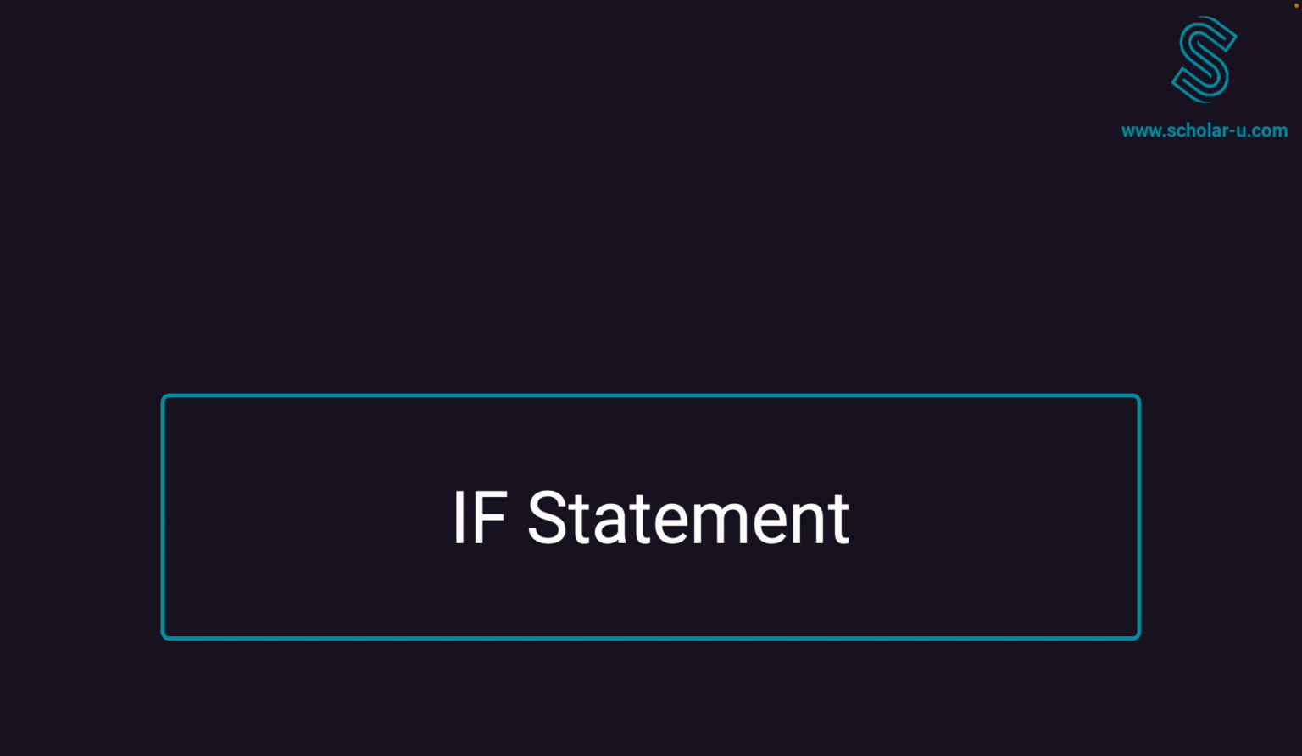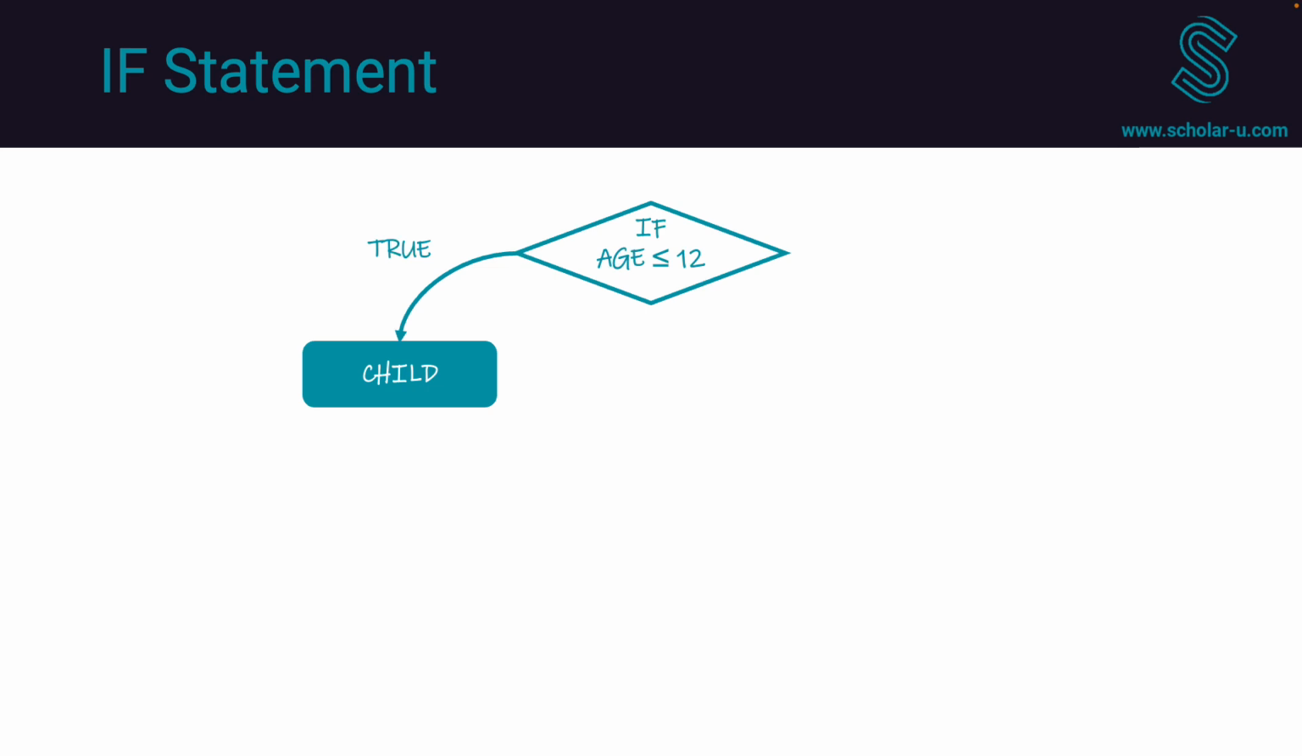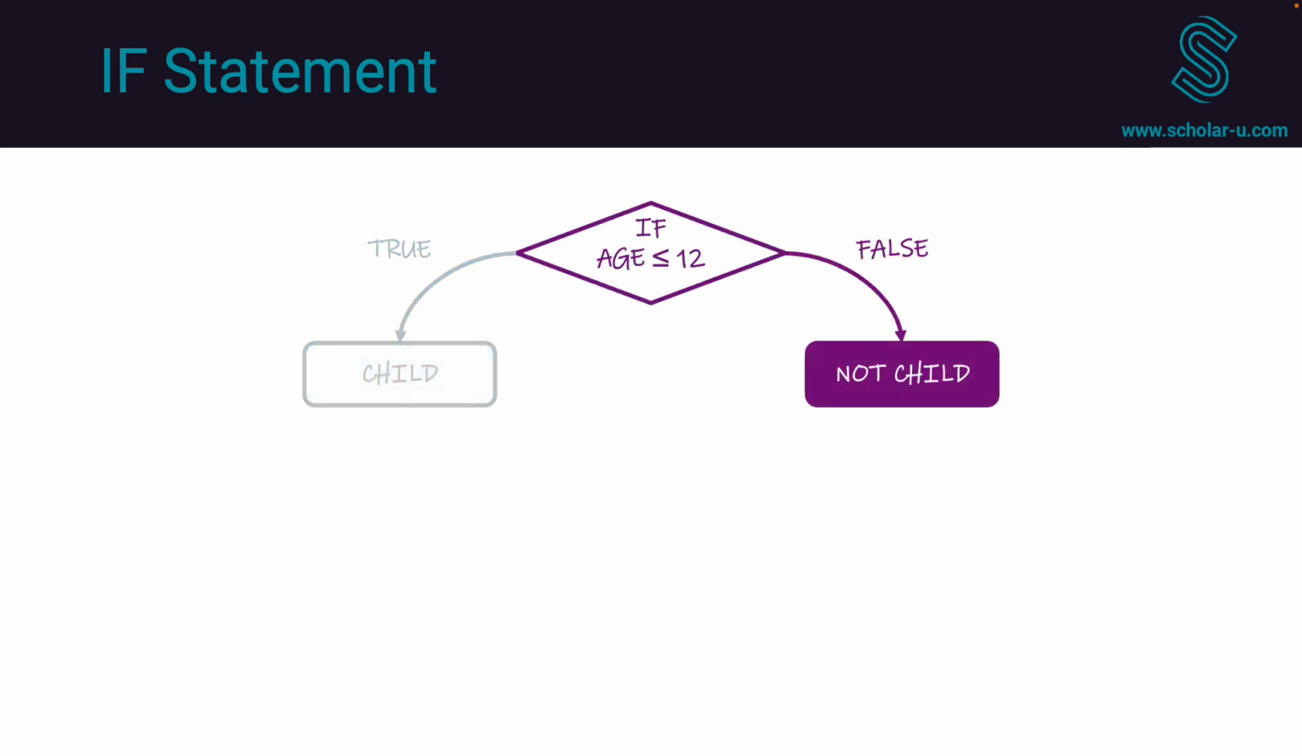Let's learn about the if statement through an example. Let's say we want to classify somebody as a child, and the definition of a child is somebody who's 12 years old or less. So we would ask for the age of the individual and ask ourselves, is the age less or equal than 12 years old? If this happens to be true, we will classify them as a child. However, if this is false, we would classify them as not a child. In this example, we only have two options, child and not child.